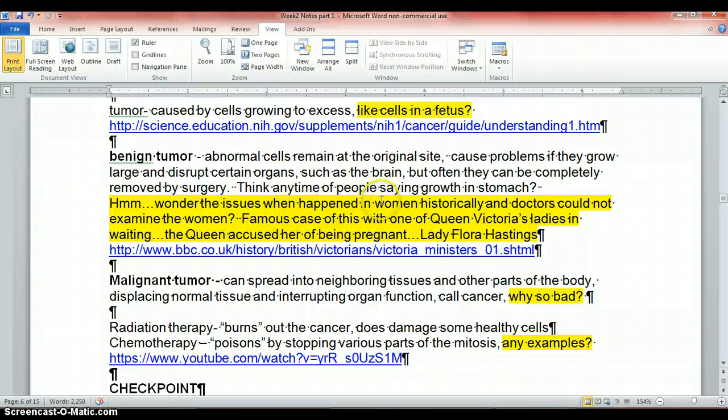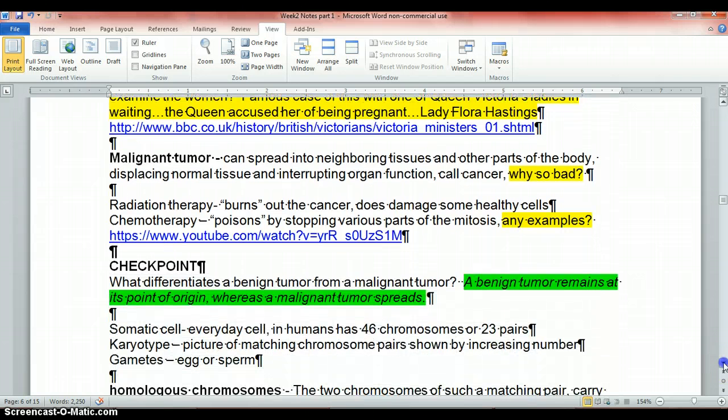Think of any time of people saying something like a growth in the stomach, right? I wonder about the issues when it happened to women historically and doctors could not examine women, etc., right? And then a malignant tumor, this is different than benign. So benign, you can probably just chop the sucker out. With malignant, we have cells that spread into neighboring tissues and other parts of the body, displacing normal tissue and interrupting organ function. This is typically called cancer, and so it's bad because you can't just chop out one chunk.